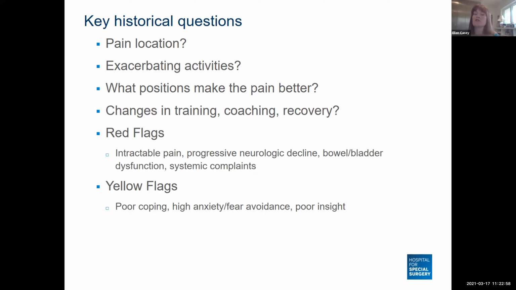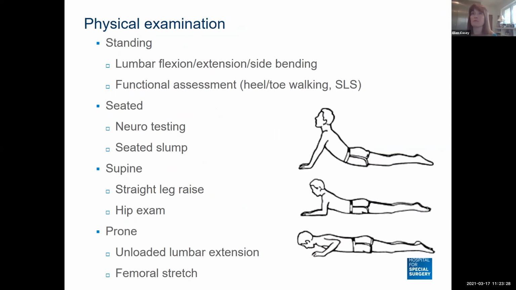And then yellow flags are just information, as always, when we're treating athletes. What does this pain mean to them? What are they worried about? Where are we in the season? What is their level of coping, their insight? How anxious and fearful are they about this injury? Knowing that up front certainly doesn't change the prognosis necessarily. They're still probably going to do well, but you might spend more time counseling if you know that somebody has some amount of high anxiety or fear about this injury.